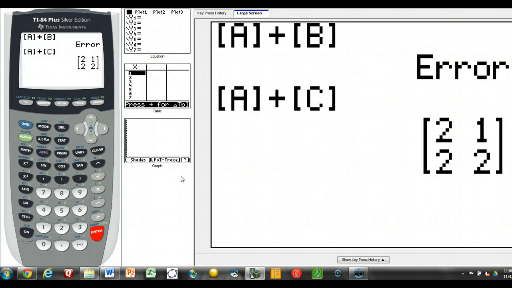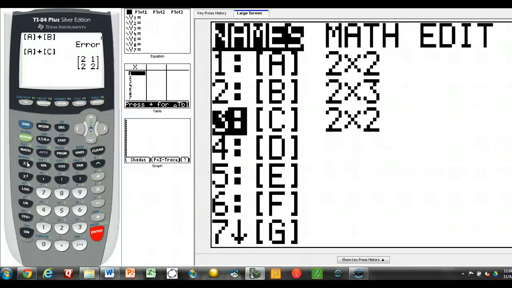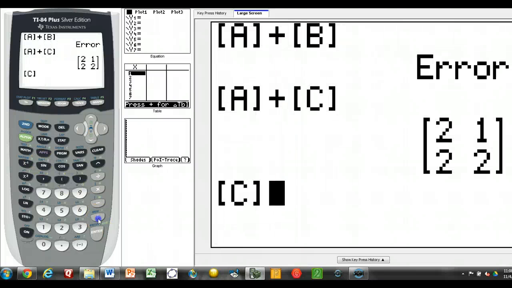Now finally, let's find matrix C plus A. So second matrix. And we want C plus matrix A.